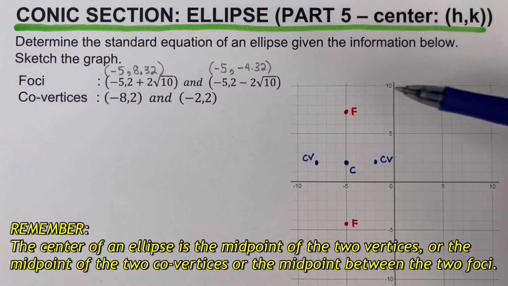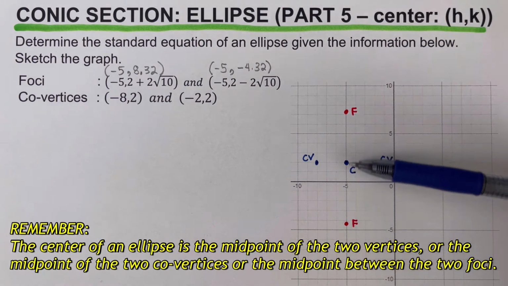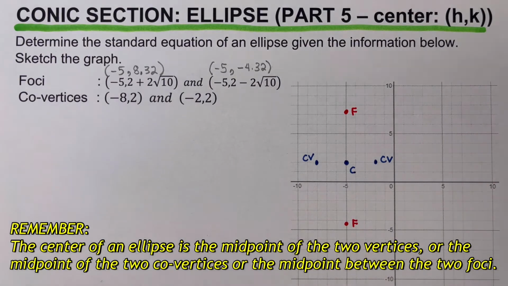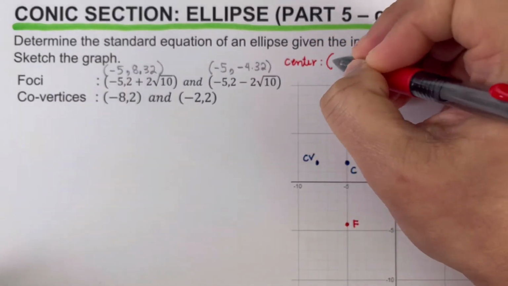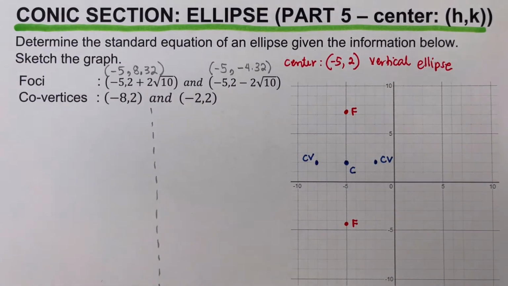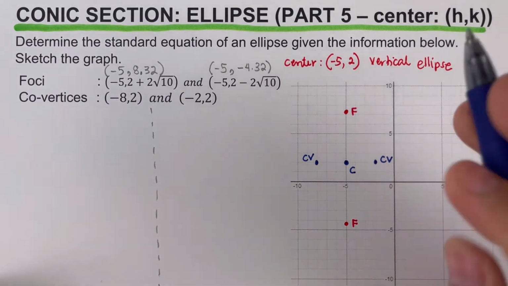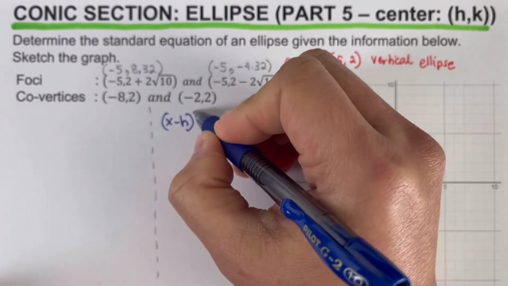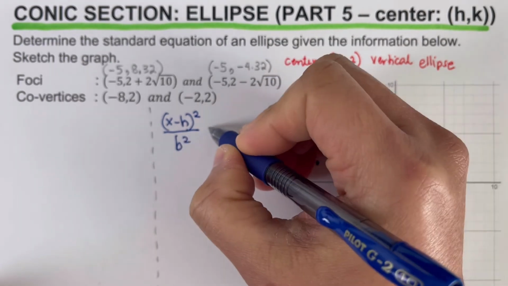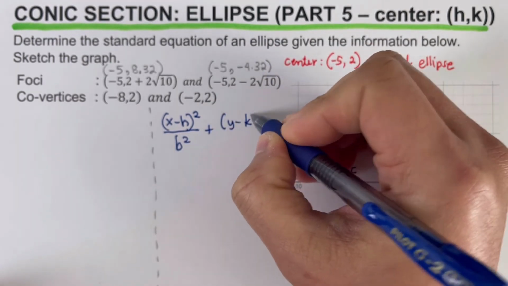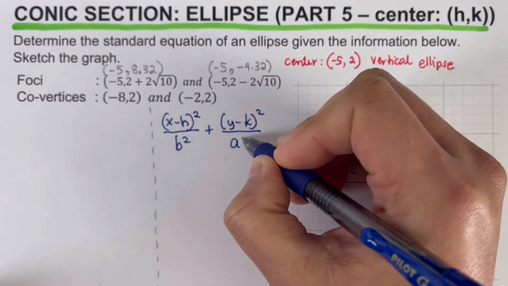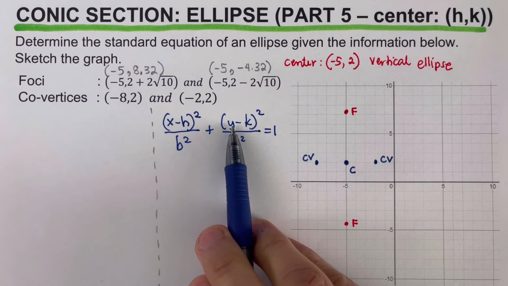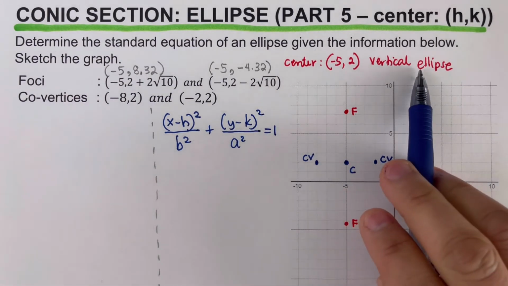And since the two foci here are vertical relative to each other, we can go ahead and say that this is an example of a vertical ellipse. So I'm going to go ahead and write that information up here. Since this is a vertical ellipse, the general equation for a vertical ellipse is (x minus h) squared over b squared plus (y minus k) squared over a squared equals 1. Now notice that our a squared is under the y squared. It's because this is a vertical ellipse.